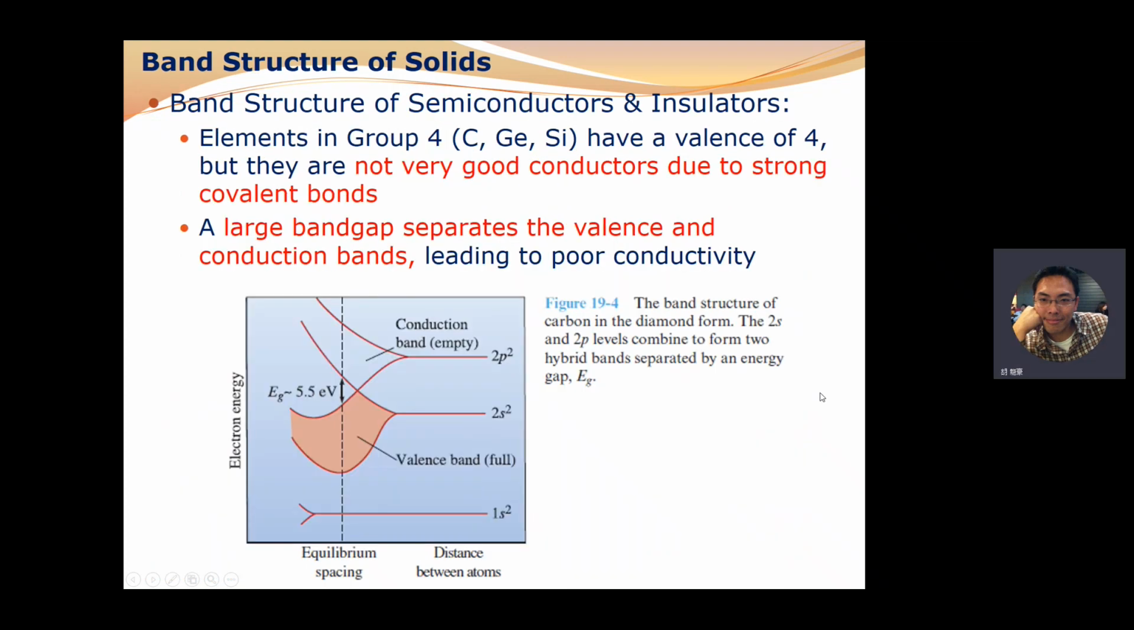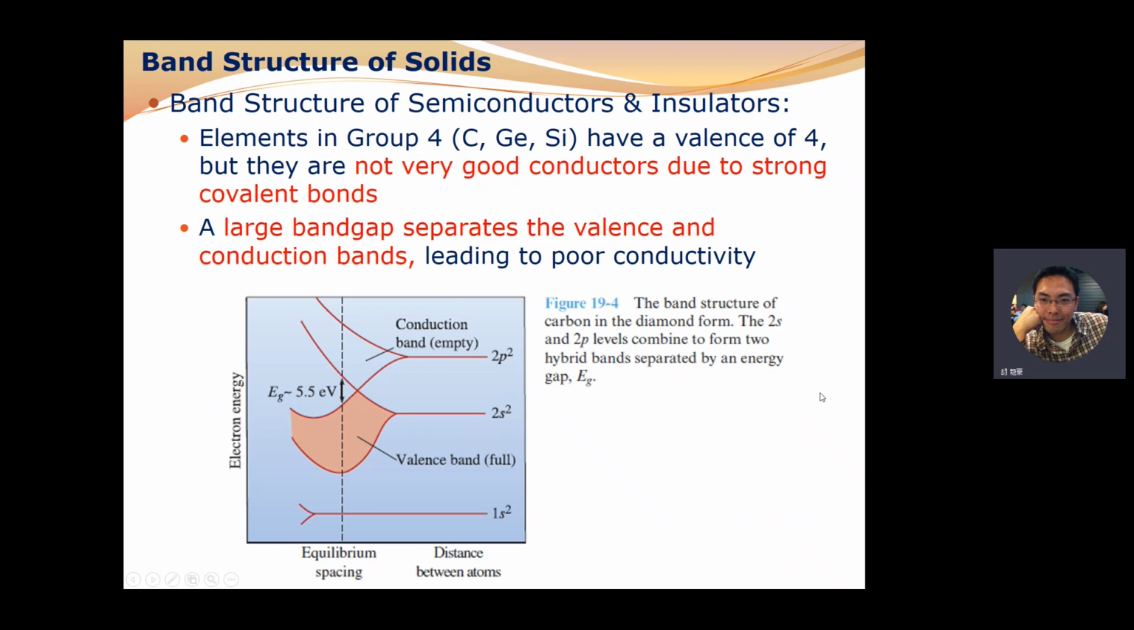Now, the band structure of semiconductors and insulators. The elements in group 4 have a valence of 4, but they are not very good conductors due to strong covalent bonds, and a large band gap separates the valence and conduction bands, leading to poor conductivity. For example, this is the band structure of carbon.